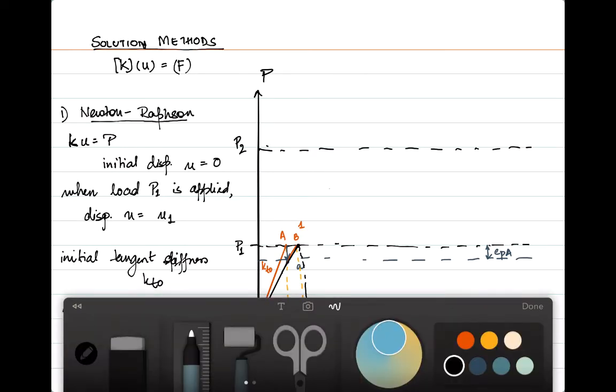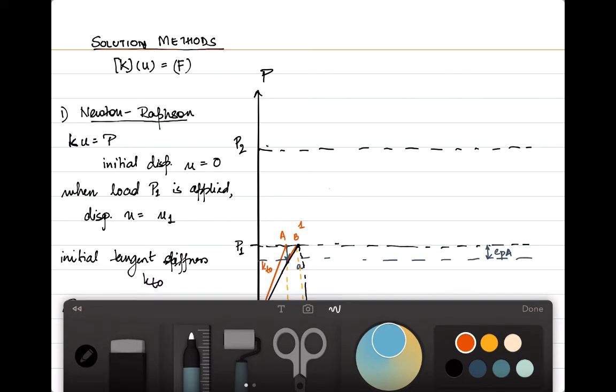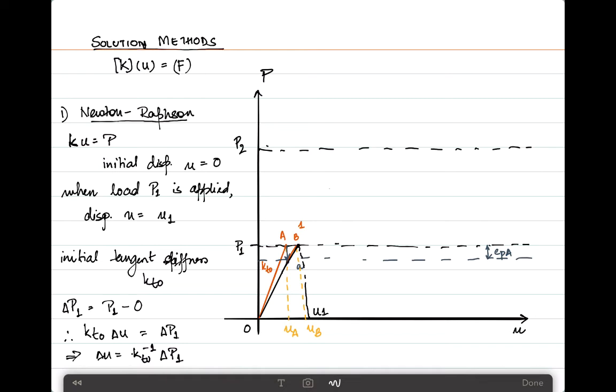Now we do a second increment, which is up to load P2. So the change in the load is P2 minus P1, or delta P2, and I need to find out now the new displacement. So I'm going to again continue with the same method. I'm going to say that there is a certain tangent stiffness, KT1, and by plotting this tangent stiffness, I end up at a certain point C on the increment line P2.